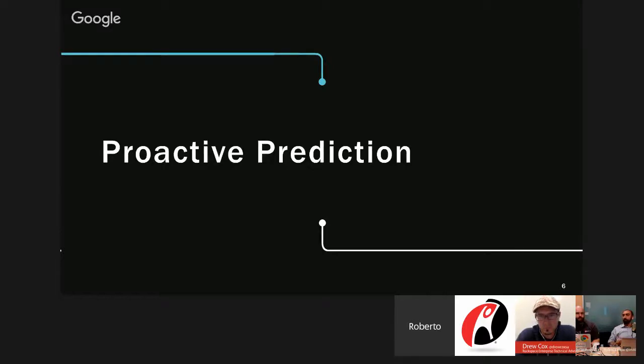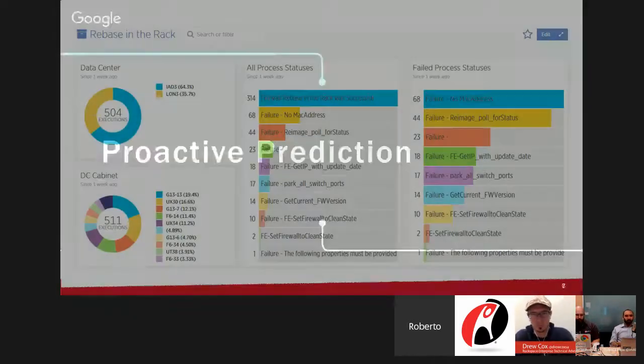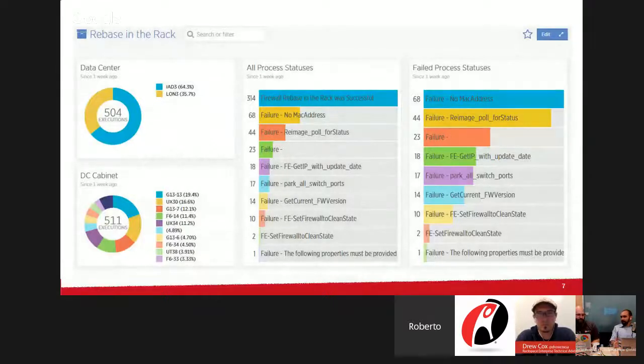The first one was proactive prediction. I've been here for quite a while. I started in support, and you always want to move away from firefighter mode. Oh, this is on fire, let me put it out. This is on fire, let me put it out. You want to be there before the fire starts. Because we were logging all sorts of data, we were able to see issues before they became problems.